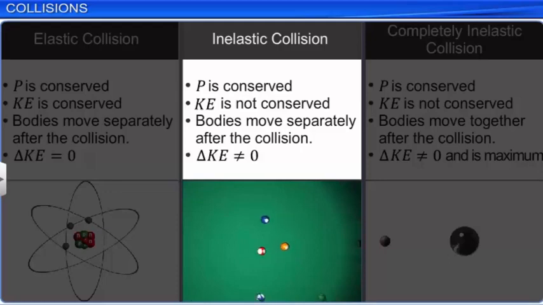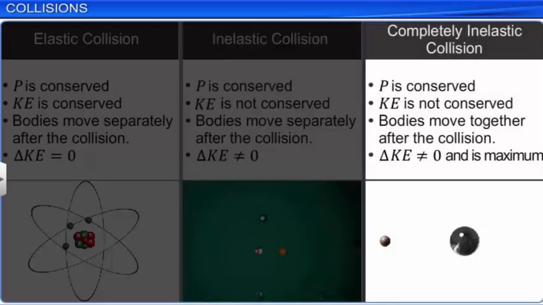In a collision, if only the total momentum of the colliding bodies is conserved and the total kinetic energy is not conserved, and the bodies stick together after the collision, then it is a perfectly inelastic collision. There is a maximum loss of kinetic energy during this collision. This implies that delta Ke is maximum. For example, the collision between a clay ball and a metallic ball is a perfectly inelastic collision.